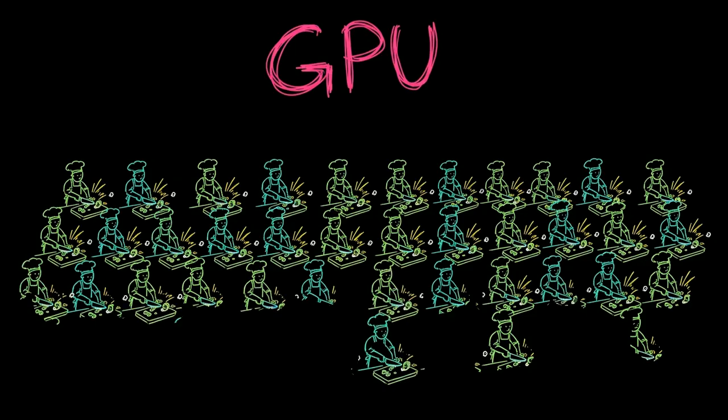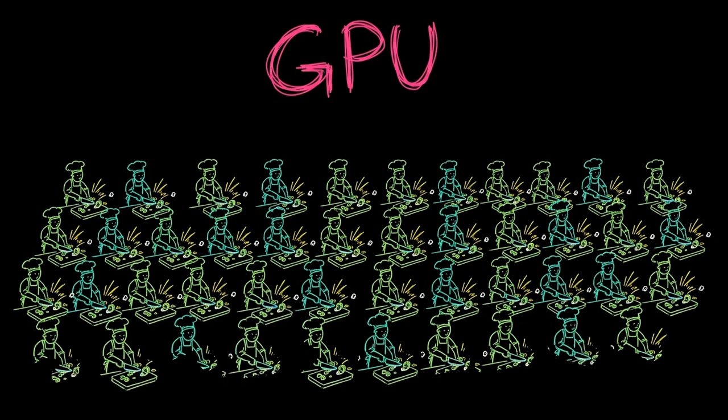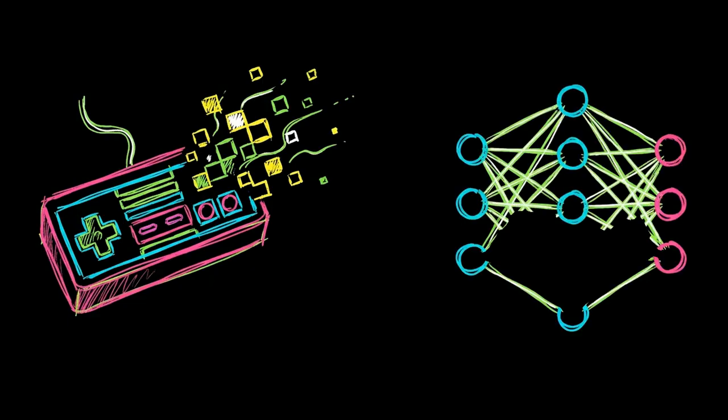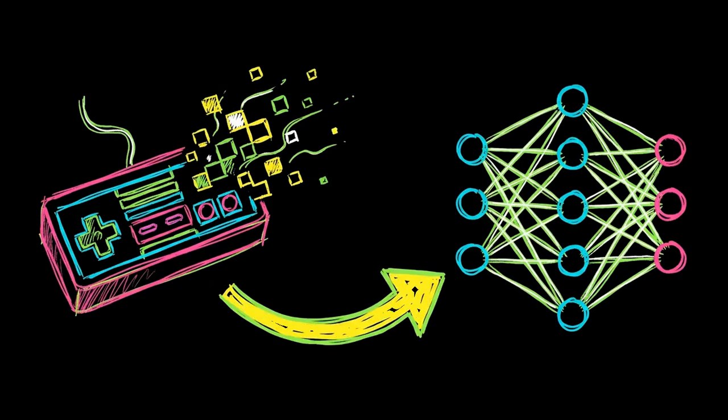Instead of one powerful worker doing tasks step by step, you have thousands of smaller workers doing the same operation at the same time. Originally, GPUs were built for video games. Rendering graphics means calculating millions of pixels across your screen instantly. Every pixel needs math. Every frame needs more math. So engineers designed GPUs for parallel processing, meaning huge numbers of calculations happening simultaneously. And by coincidence, AI training needs almost the exact same thing.